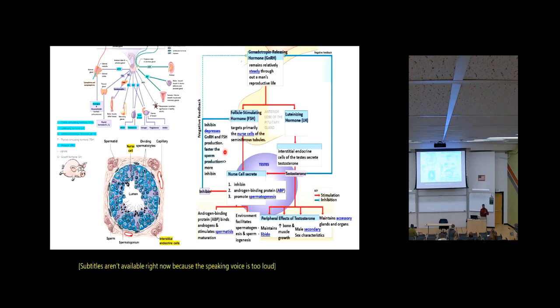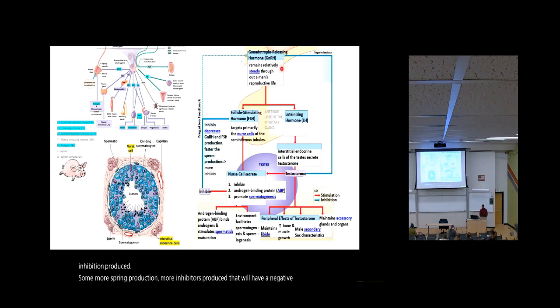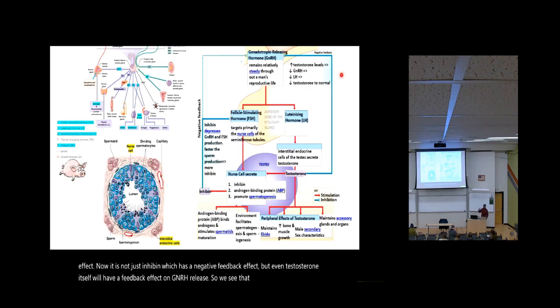So we find that inhibin depresses GnRH and FSH production. And it's found that the more testosterone is produced, leading to more sperm production, there will be more inhibin produced. So more sperm production, more inhibin is produced. That will have a negative feedback effect. Now it is not just inhibin which has a negative feedback effect, but even testosterone itself will have a feedback effect on GnRH release. So we see that as the testosterone levels are increasing, it's going to decrease the GnRH levels. If GnRH levels are decreased, both FSH and LH levels will be decreased, and as a result, the testosterone levels will be restored back to normal.